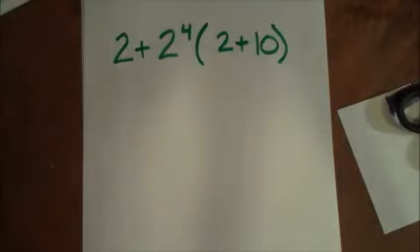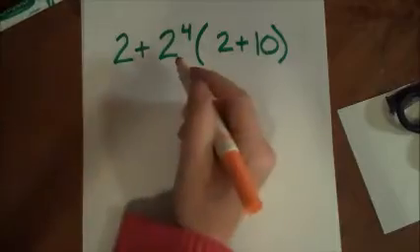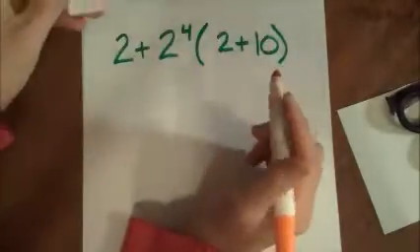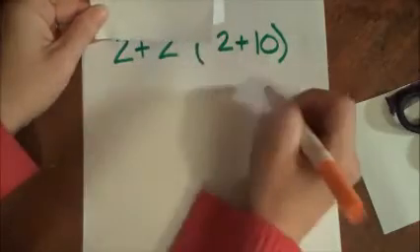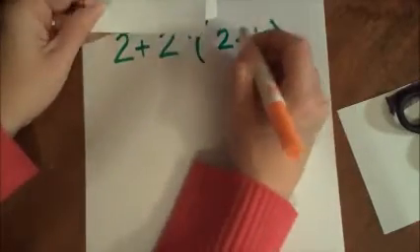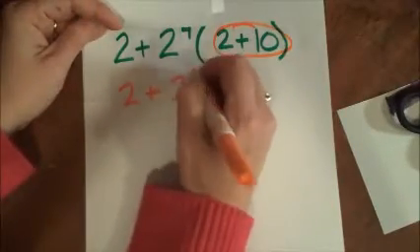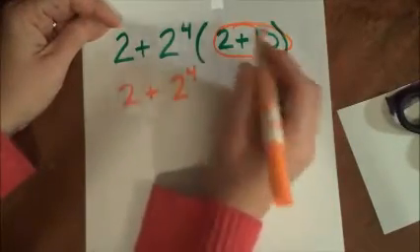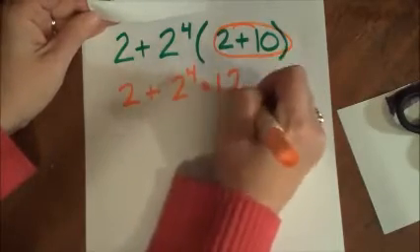Problem 3. 2 plus 2 to the 4th power times 2 plus 10. Check for groupings. I have it. 2 plus 10 is 12. Write the whole problem, but change this to a 12. 2 plus 2 to the 4th power. Beside the parentheses always means times 12.